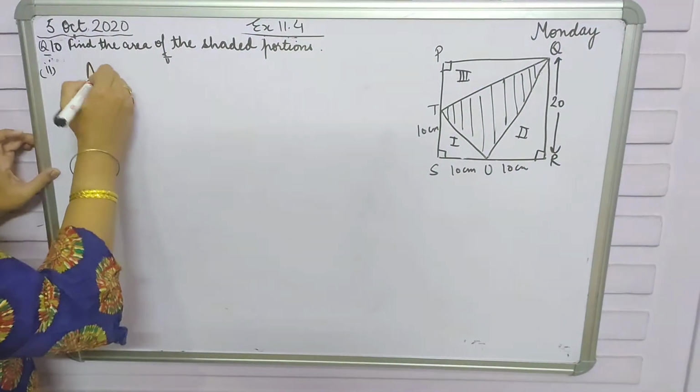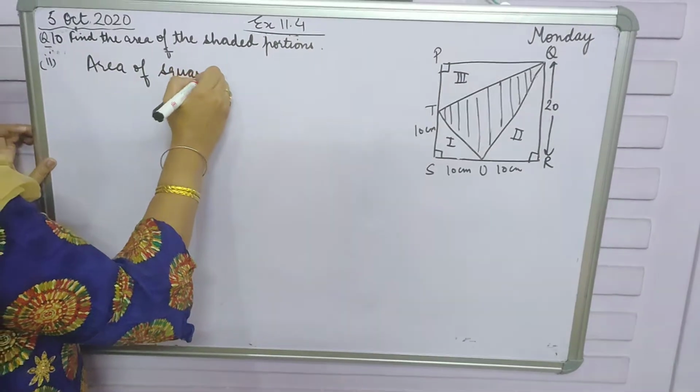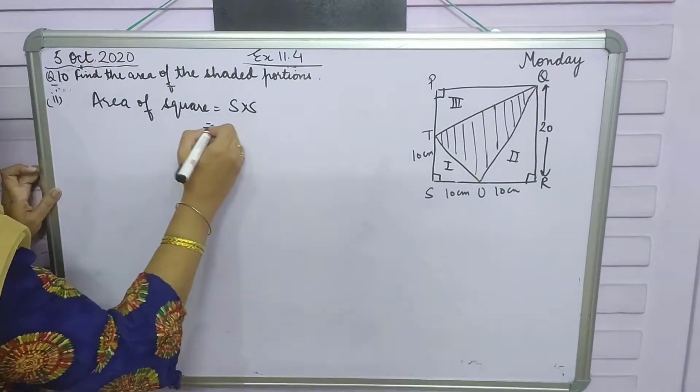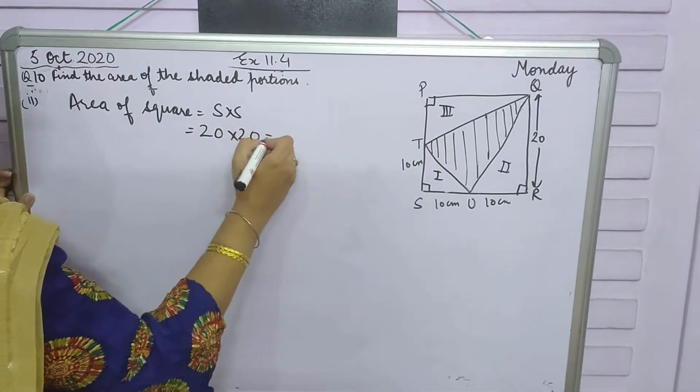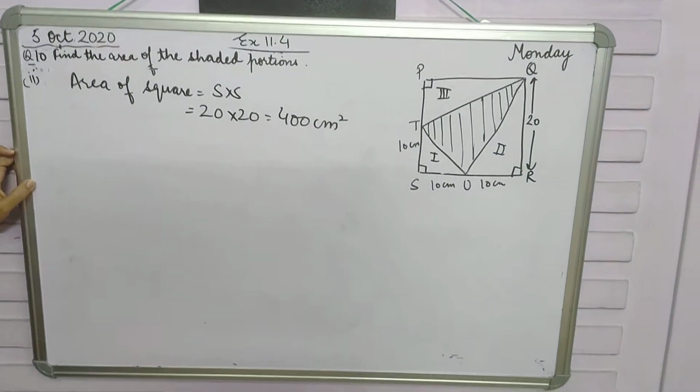So let us first find the area of the whole square, side into side, and the side is 20 centimeter. So it is 20 into 20 equal to 400 centimeter square.